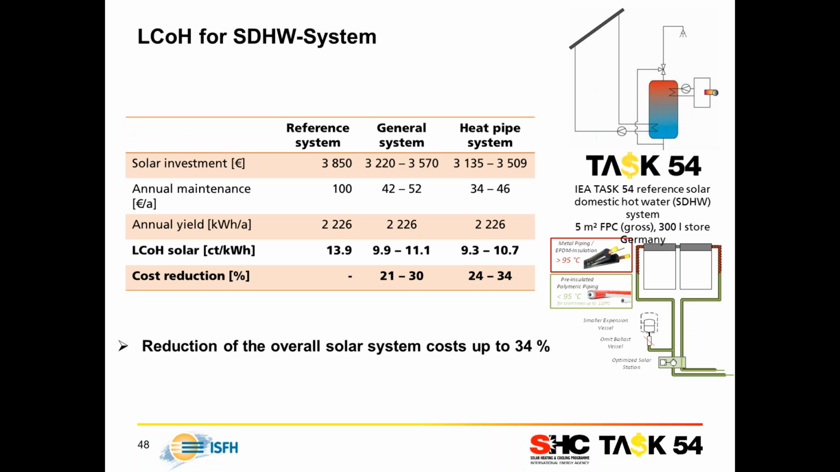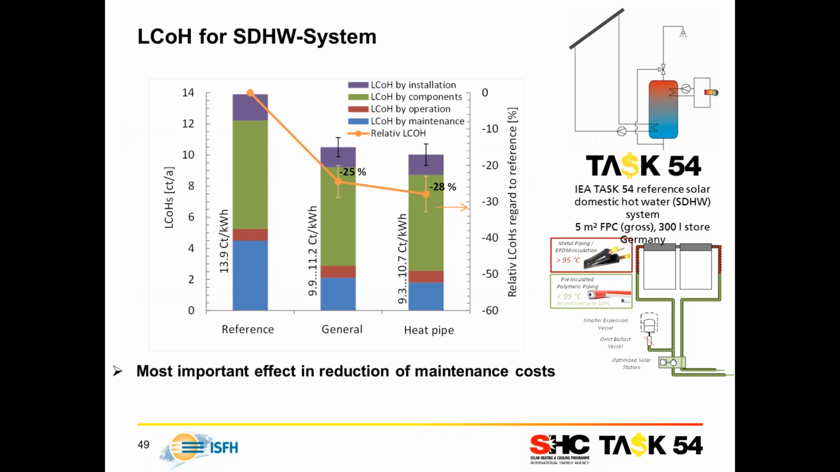The levelized cost of heat for the solar part ranges between 9.0 and 11.1 cents per kilowatt hour, and is slightly higher and lower for the heat pipe system. Compared to the about 14 cents of the reference system, it's a reduction of up to 34% in the best case scenario. Here you can see the chart with the levelized cost of heat for each system and the individual cost drivers, for example by the components, by operation, or by installation. And it's seen that the most important effect of the cost reduction is driven by the maintenance costs.